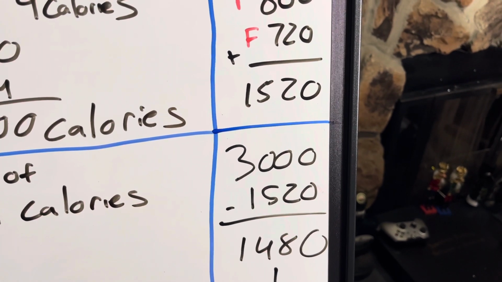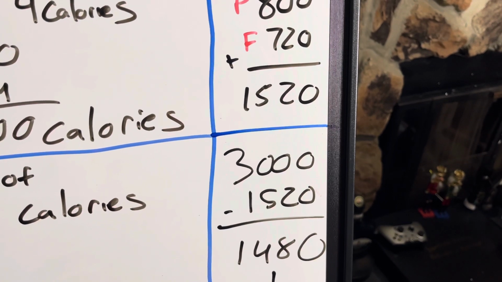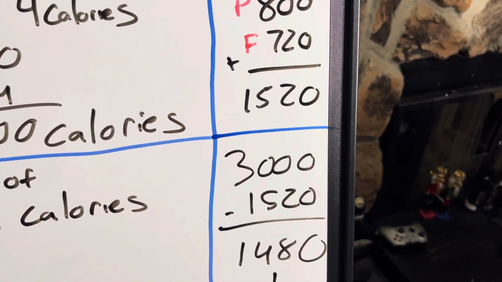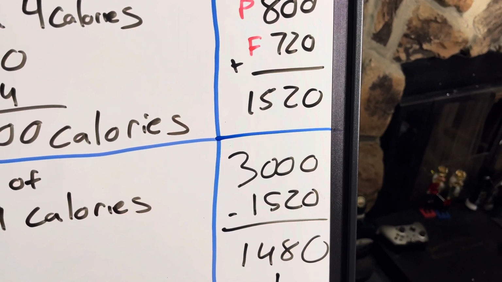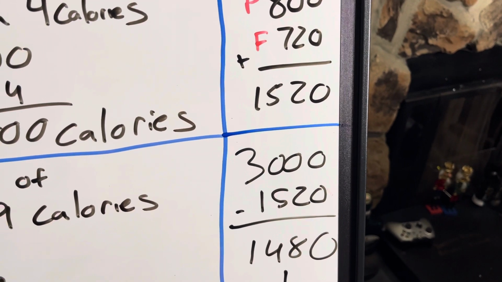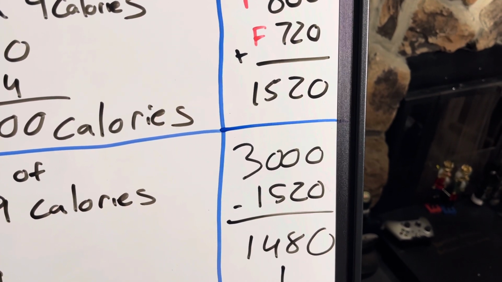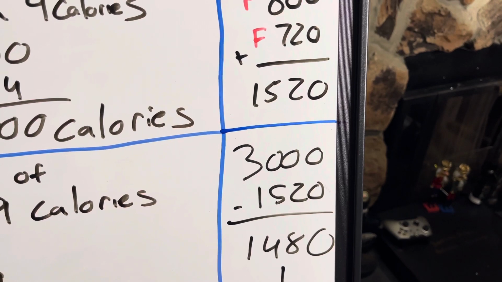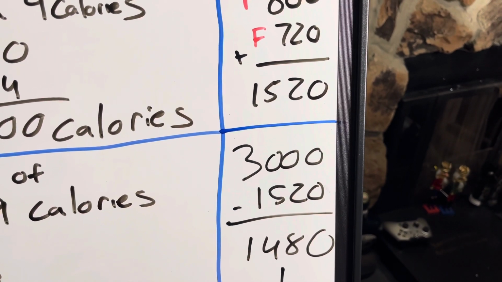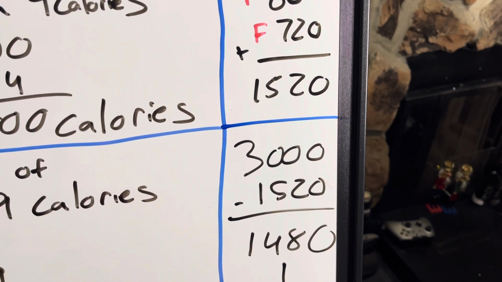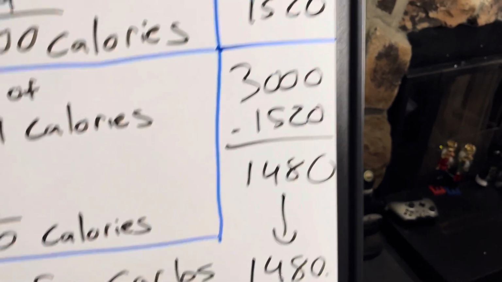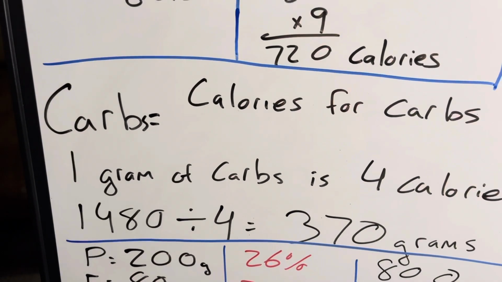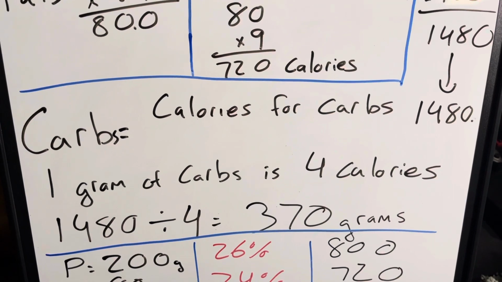And remember the 4-4-9 rule? 1 gram of protein is 4 calories. 1 gram of carbohydrates is 4 calories. 1 gram of fat is 9 calories. So since we added proteins and fats together and then subtracted from the total calories, we get 1,480. And that's the calories for carbohydrates.